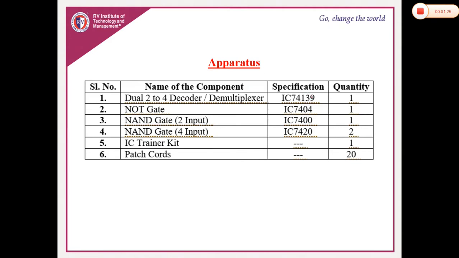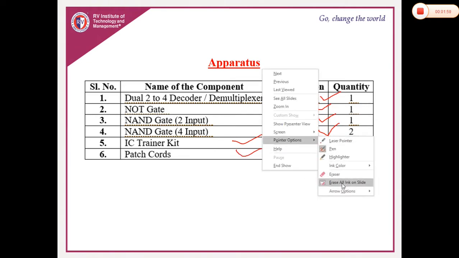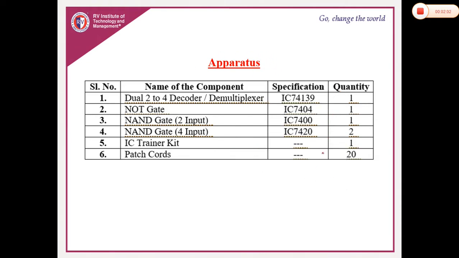After knowing the aim of this experiment, we should know what apparatus is required. The major apparatus is one 74139 IC, which is a dual 2:4 decoder as well as a dual demultiplexer IC. Similarly, we require one NOT gate IC 7404, one 2-input NAND gate IC 7400, and two 4-input NAND gate ICs, that is 7420. Apart from that, we require a trainer kit as well as patch cards. That is all about the apparatus required to perform this experiment.